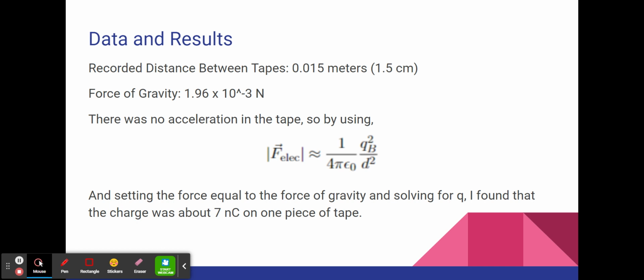And then the force of gravity calculated was 1.96 times 10 to the negative 3 newtons. That used the mass of the tape and then the gravity constant. There was no acceleration in the tape, so using the following formula, I was able to calculate the electrical force, because the tape was in equilibrium, so there was no acceleration. And then setting the force equal to the force of gravity and solving for Q, I found that the charge was about 7 nanocoulombs on one piece of tape.